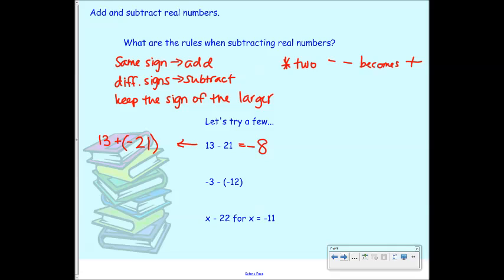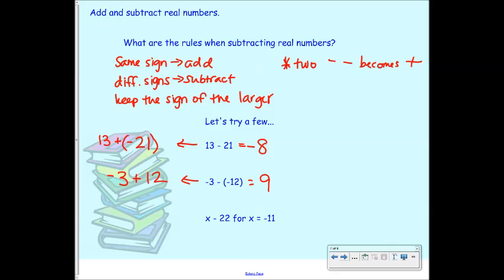All right, what would this one look like if I rewrote it? Negative 3 plus 12. So are those the same signs or different? So I'm going to add or subtract. Okay, so if I subtract those, that gives me what? Positive or negative 9? Positive 9 because 12 is bigger. Very good.